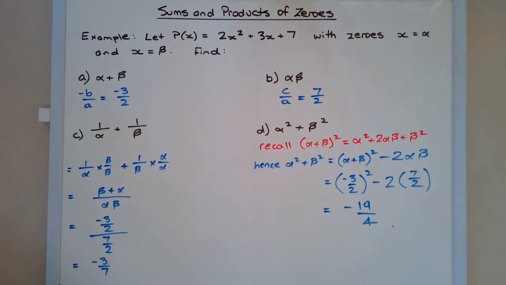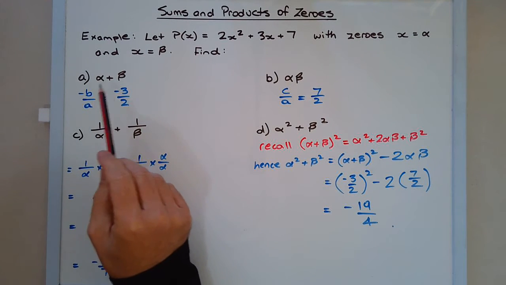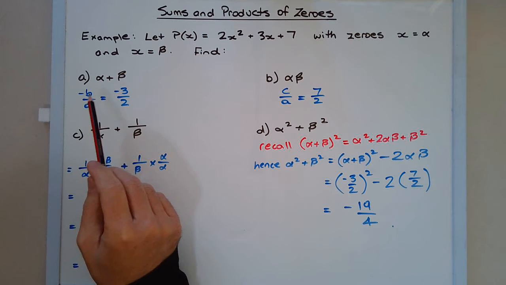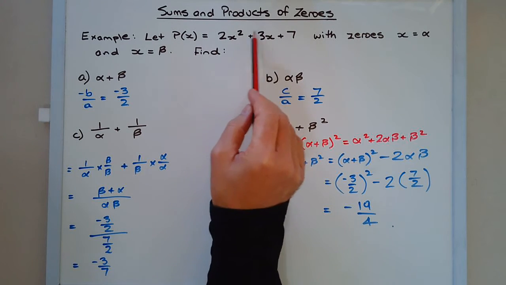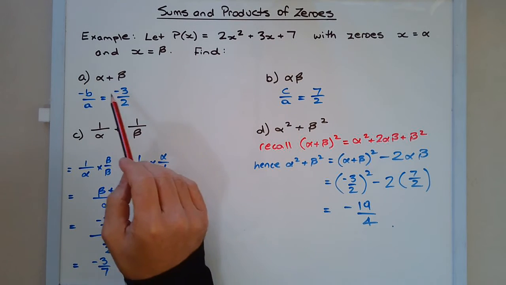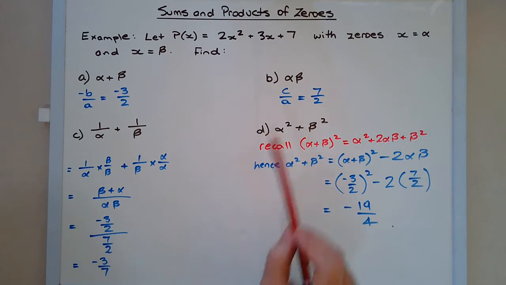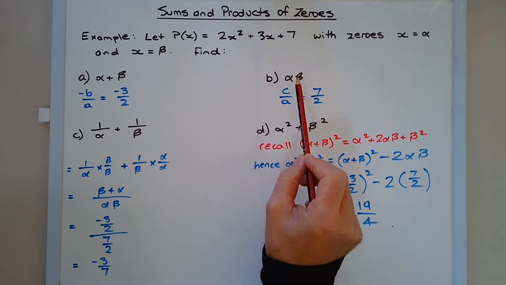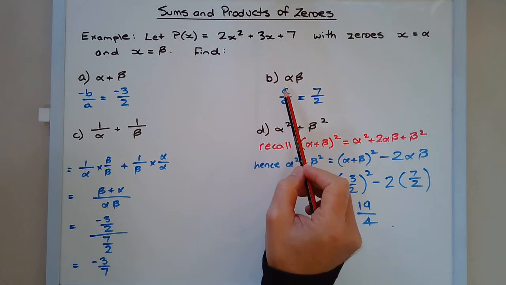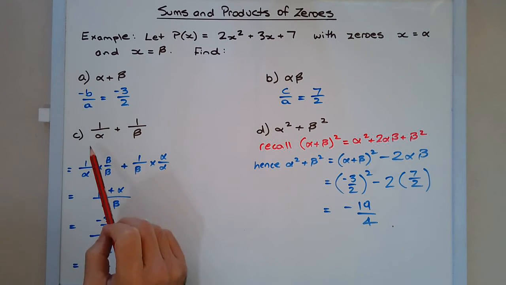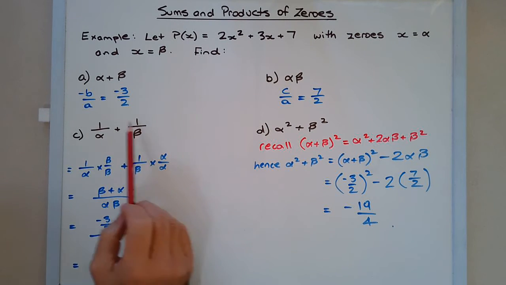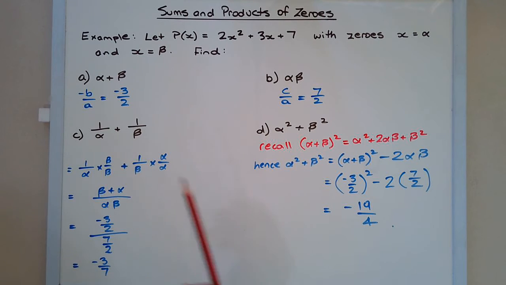plus beta squared. So for part A, alpha plus beta, that's the sum of the roots, and that's equal to negative b on a. So negative b, so negative of positive 3 over 2, so that's just negative 3 over 2. B, alpha beta, so that's the product of the roots, and that's equal to c over a, so that's 7 over 2.